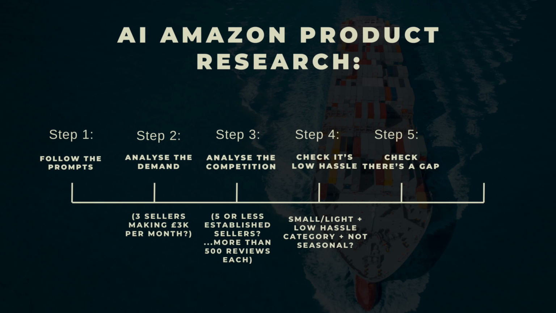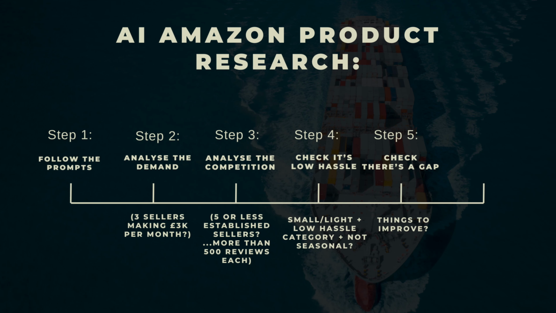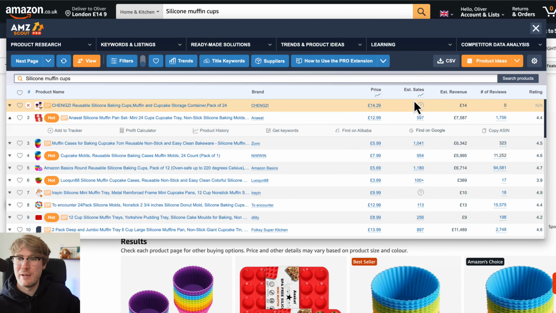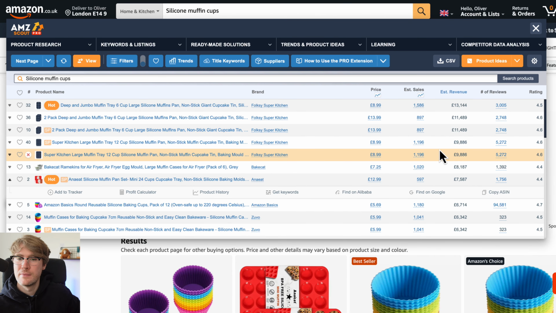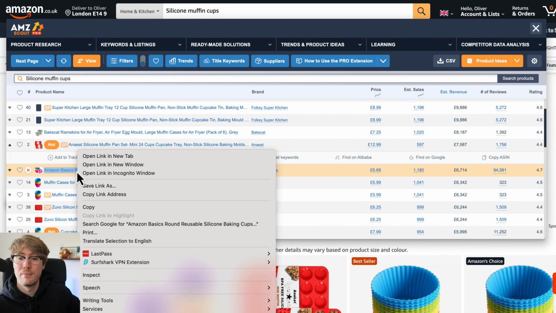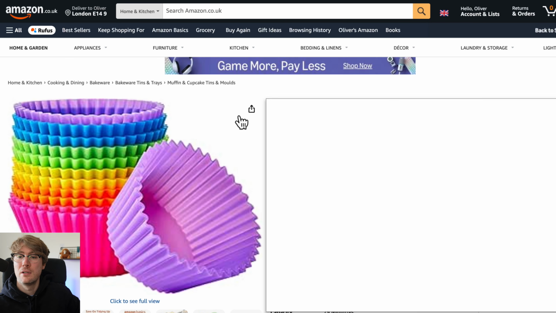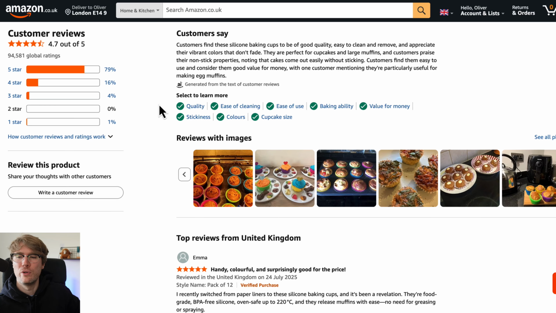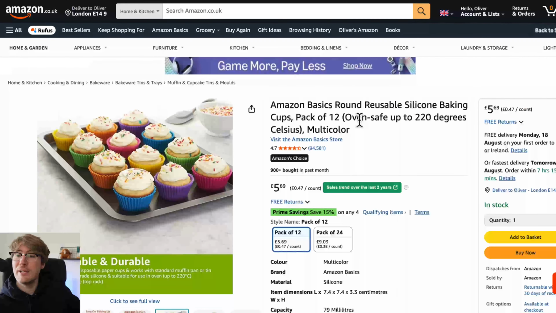Check the gap. So, are there things to improve in the niche? I'm going to take the best-selling product that makes the most revenue in the niche, which happens to be Amazon's one. We're going to open their listing, and we just want to see what needs to be improved with their product. Because you might be intimidated by this, thinking, okay, it's Amazon's own brand.